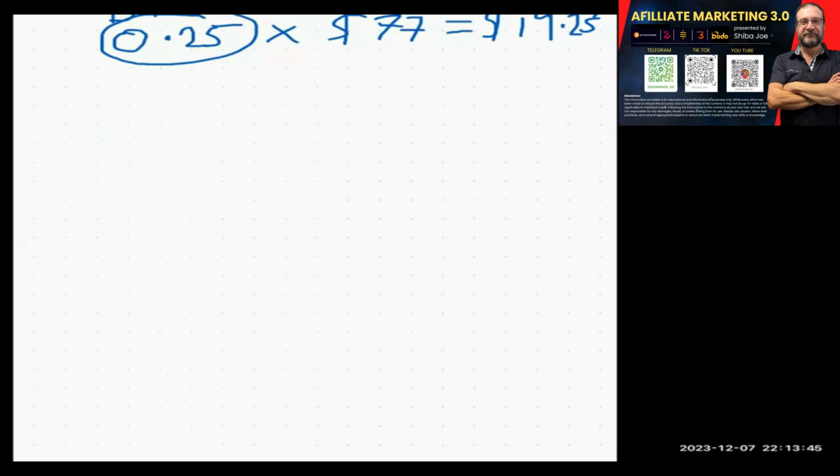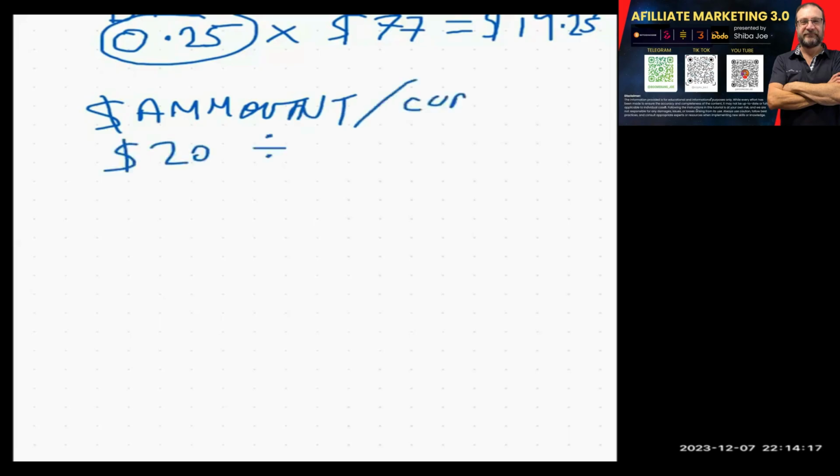So what you do is you take the dollar amount. I've spelled that wrong. So there you go. You take the dollar amount. Let's say in this case, we'll go with $20. And you divide by the current value, which again is $77.